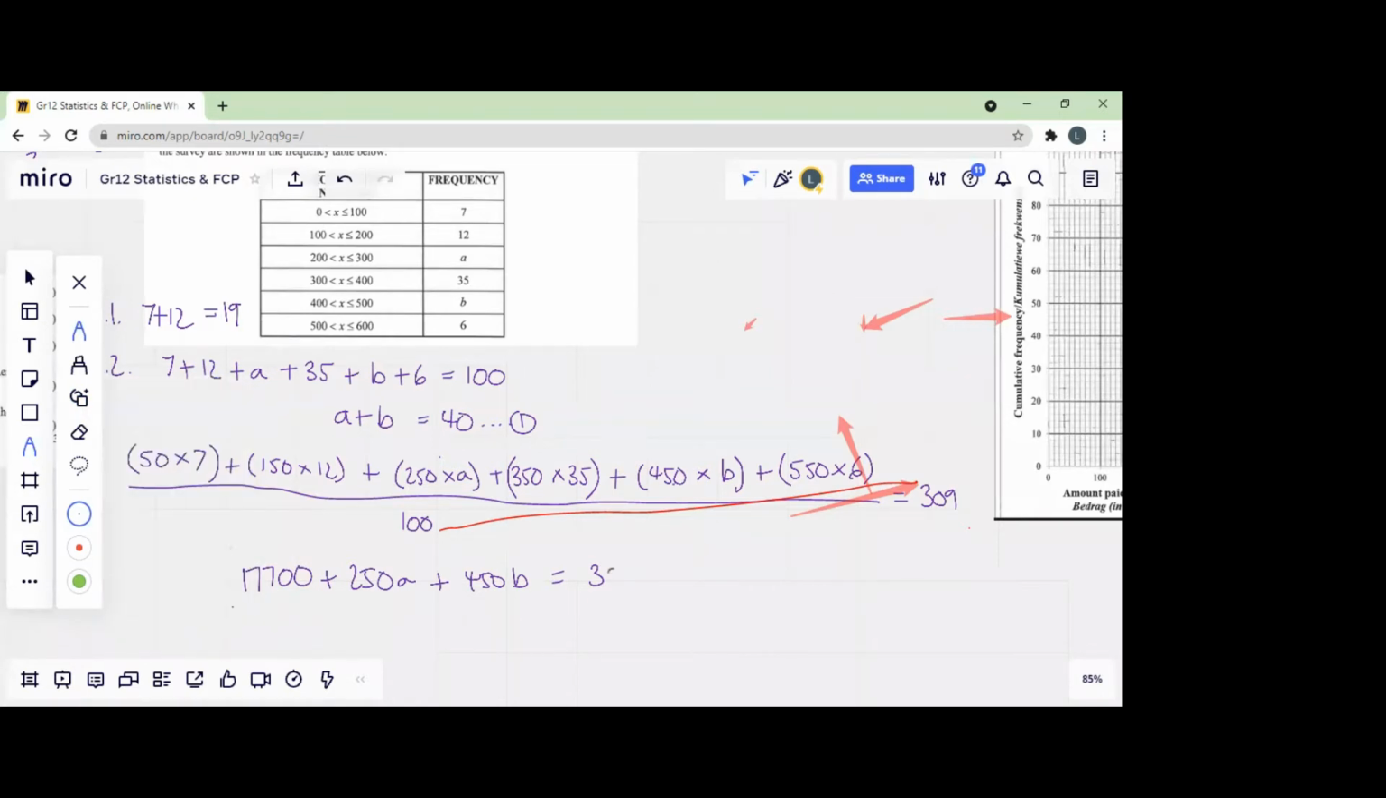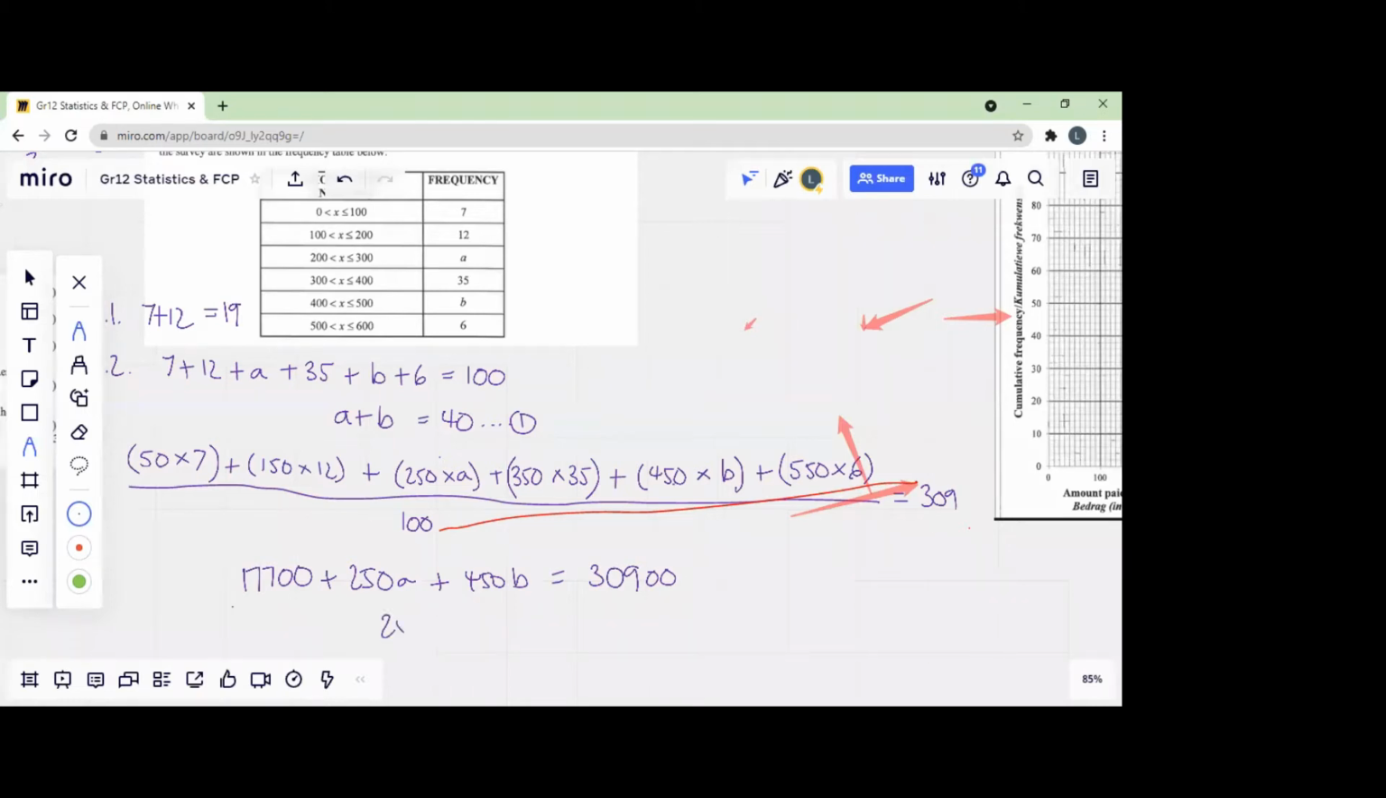Okay, so this is going to be 30900, Melokule, once we finished cross multiplying. And then I don't know if you can see in the chat what everybody else is doing, but they're leaving the 250A plus the 450B on the left-hand side of the equation. And then they're moving the 1770 over to the other side. So they're subtracting it from the 30900.